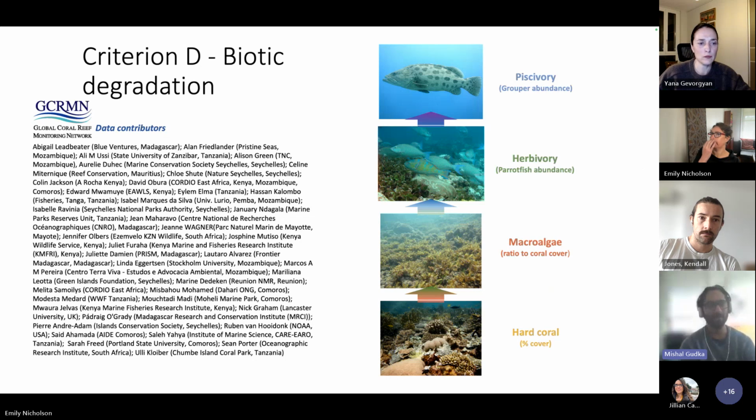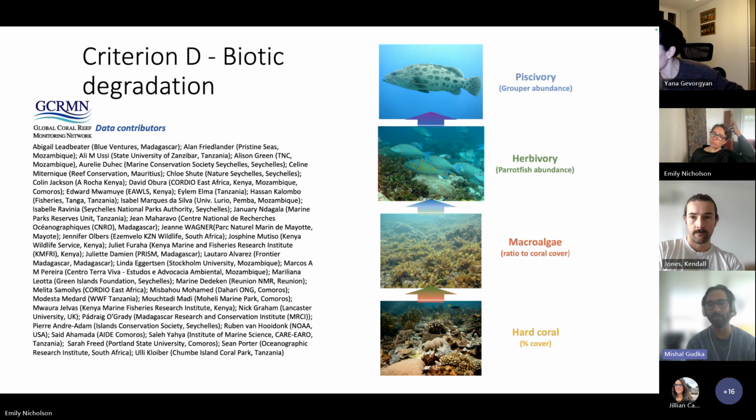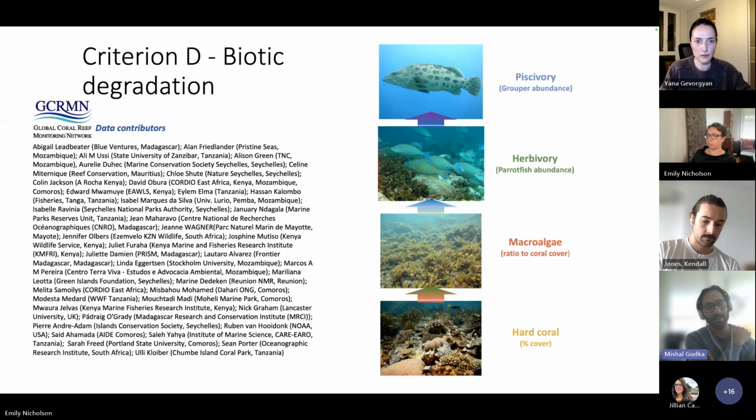Yeah, and here's just an example of the breadth of that contribution. Most of this was coordinated under the Global Coral Reef Monitoring Network, a network of experts that have been using established and standardized methods. You can see this huge list of contributors from across the region. A real collaborative effort and a really good example of data sharing and collaboration that enabled this extensive region-wide assessment and a consistent assessment as well. Next slide.